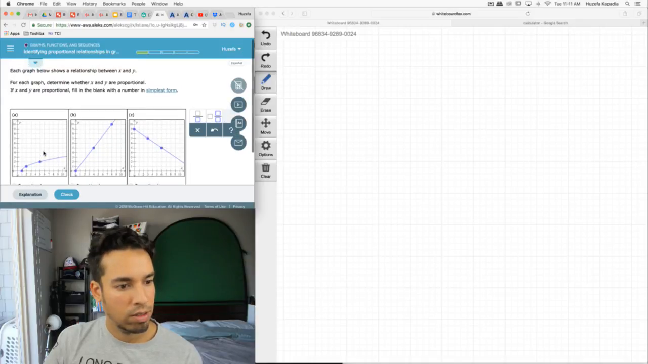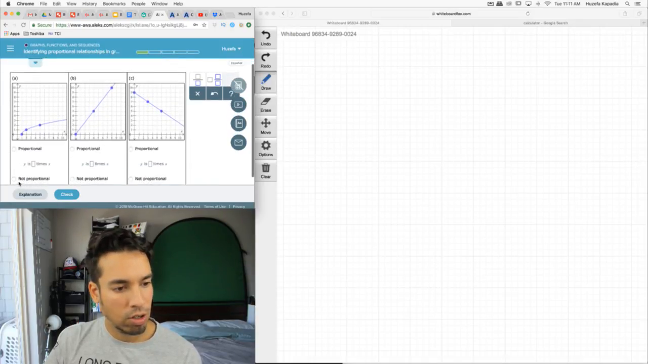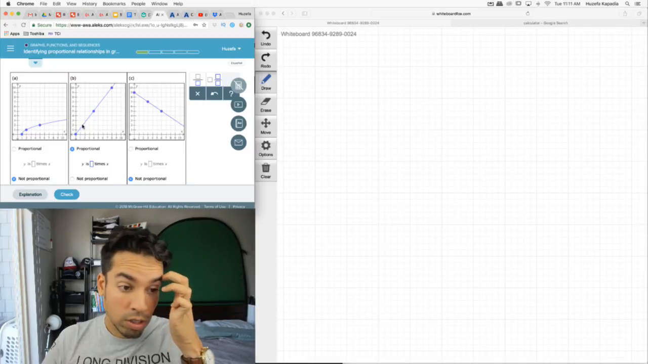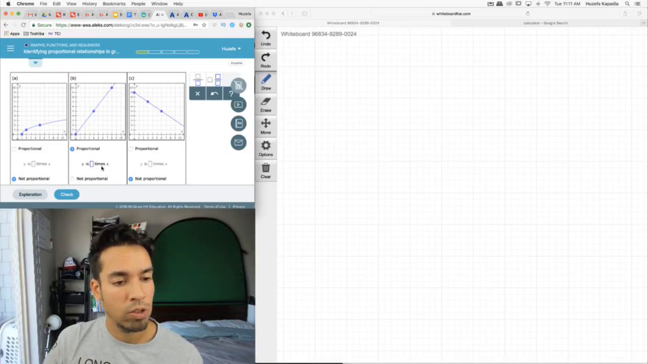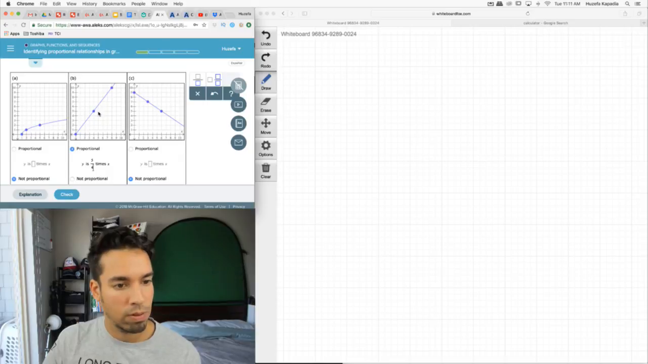Okay, next. Is this proportional? No. Doesn't hit the origin, not linear, so no. This is not proportional. It does not hit the origin. So here, y is what times x? Let's look at the slope. Up 5 over 4. So it's going to be 5/4. And we can see that 5/4 of 4 is 5. 5/4 of 8 is 10.